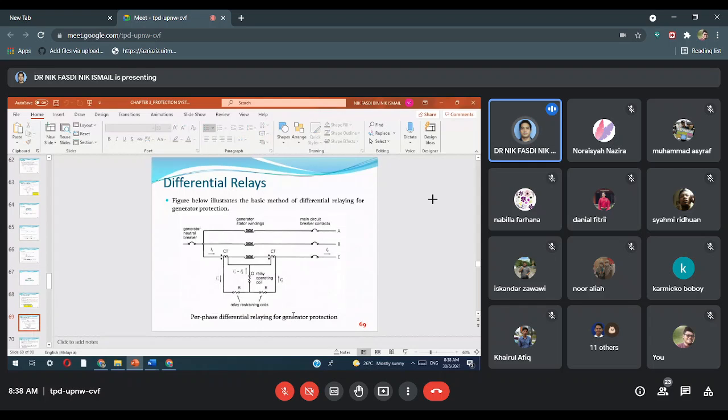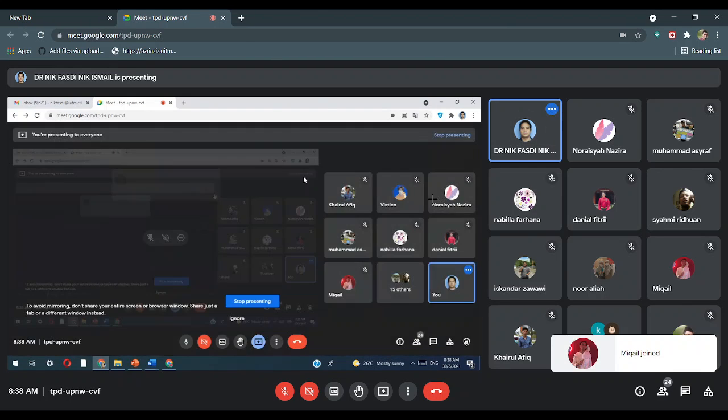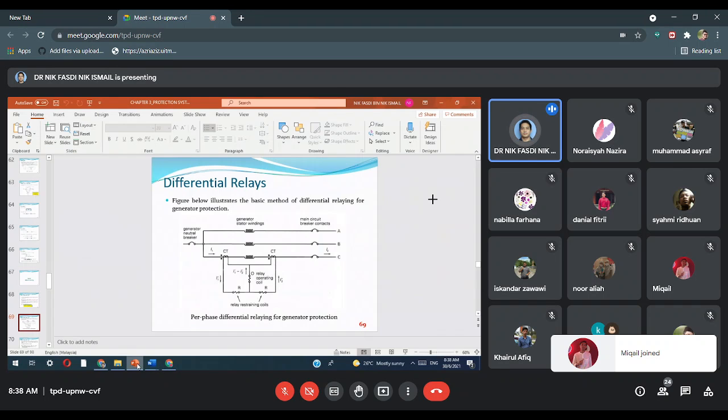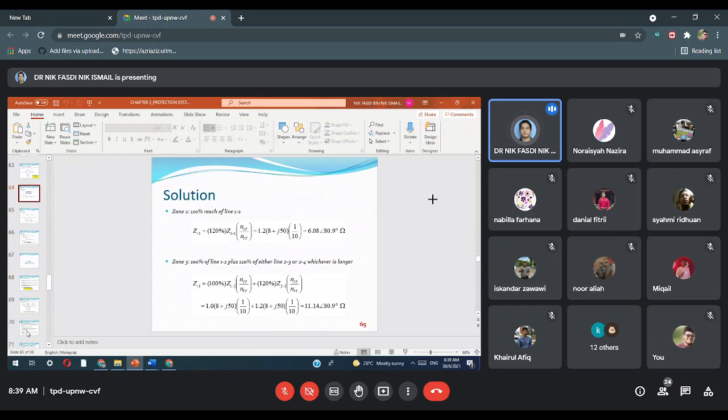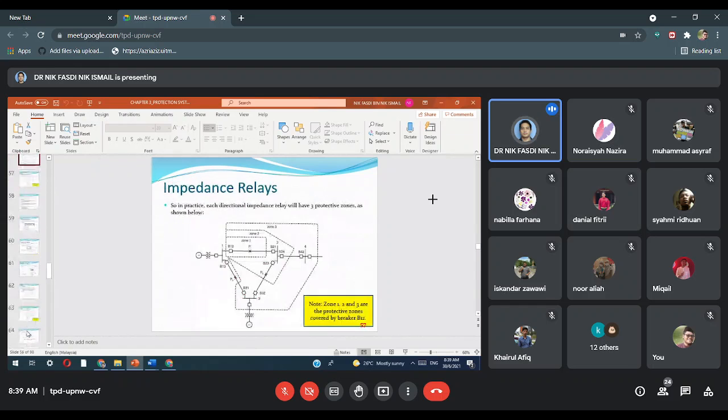The primary winding. Kalau transformer ni, this is the primary winding, this is the secondary winding. So the mismatch between this: I1 prime is the secondary current for I1, I2 prime is the secondary current for I2. So the mismatch, ada tak different? Whenever there is a mismatch between the currents, it will trigger the contact of the differential relay to turn on. Contact itu on, dia akan open the breaker. Okay, itu konsep dia.